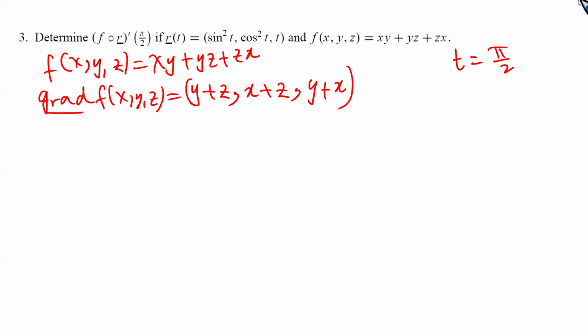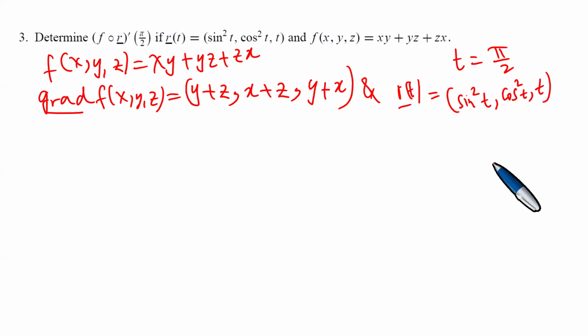We always do two things at the same time when we're dealing with this. So what do we do here? We first do the gradient of this, and we also write the R of t. This R of t, we just copy this one, because the R of t is sine squared t, cosine squared t, with t.